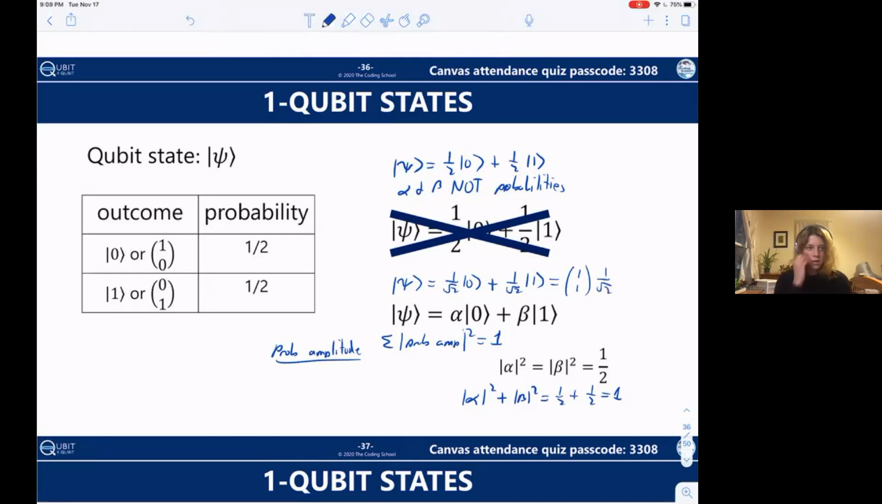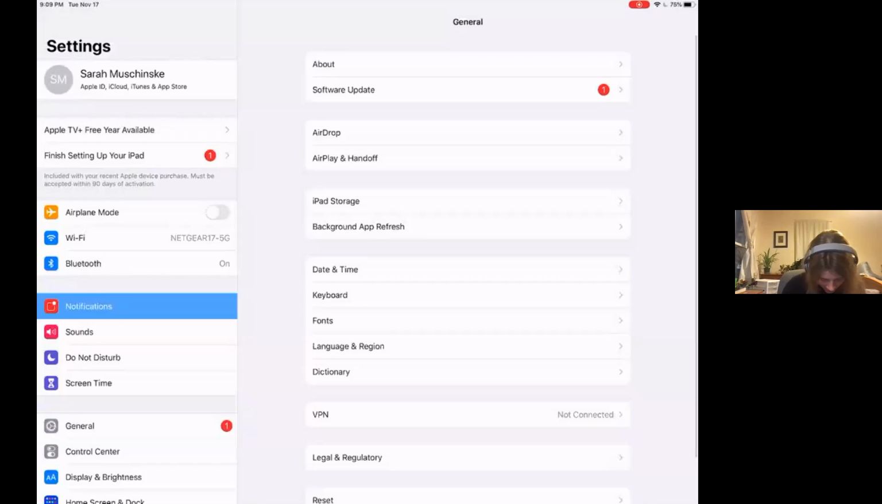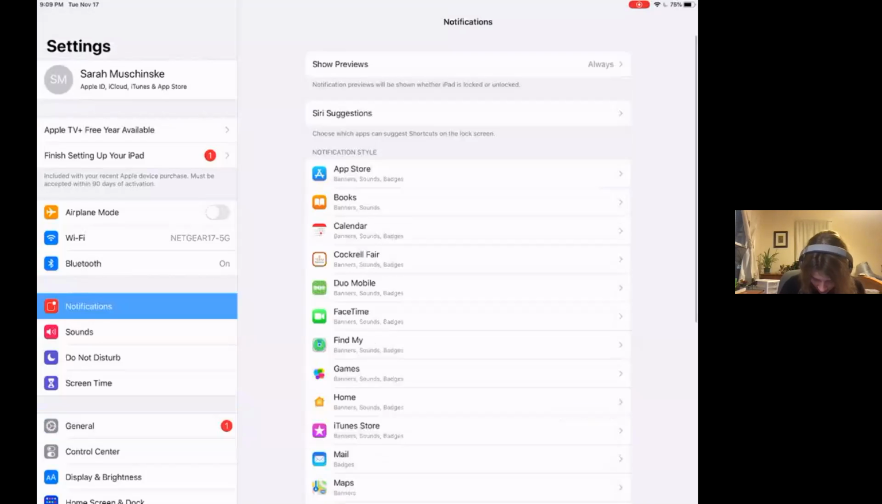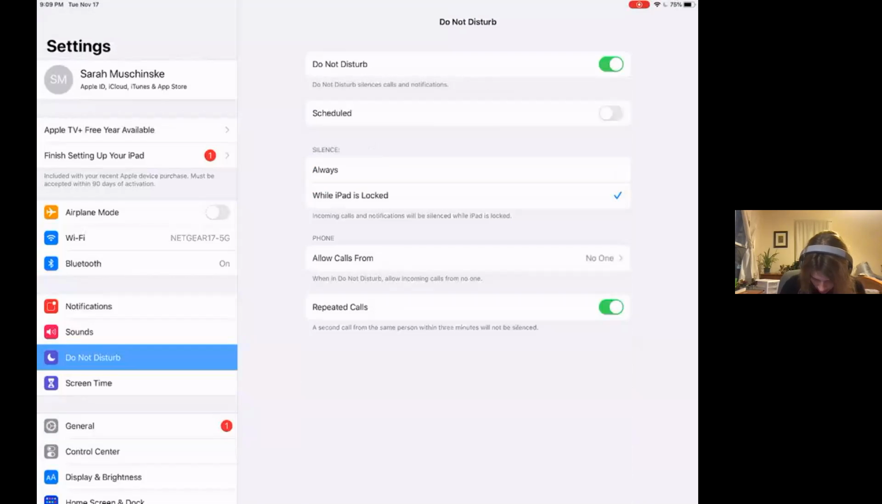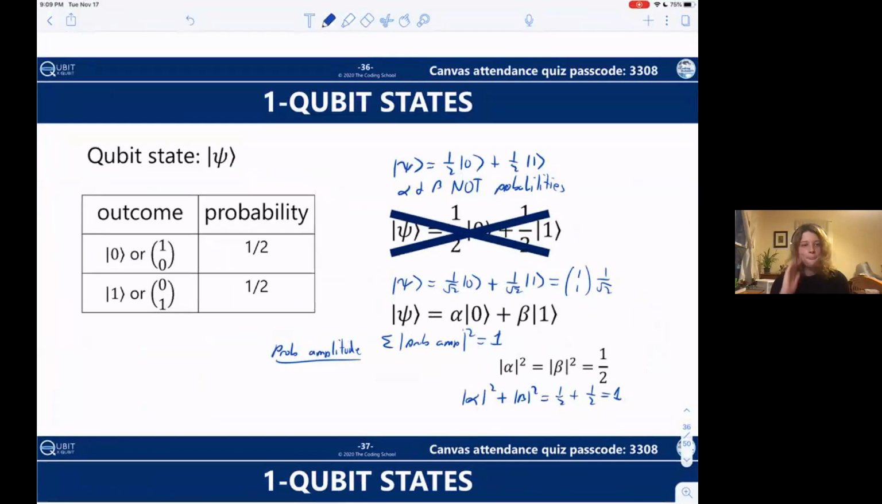Let me see if I can easily go to my settings and just turn off notifications. Do not disturb. Always. Okay, cool, we fixed it. Great.